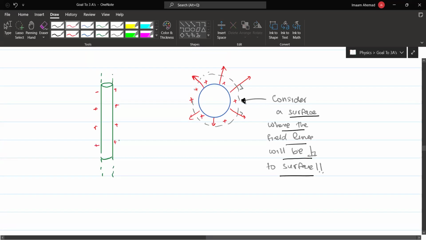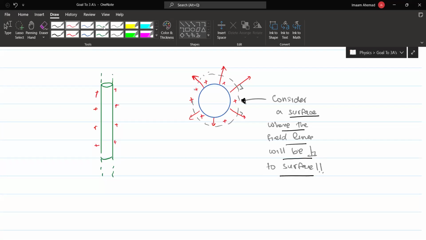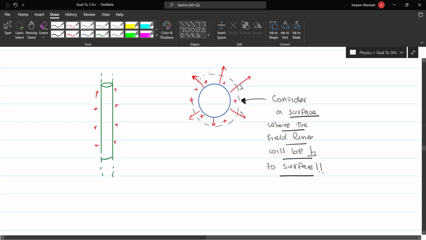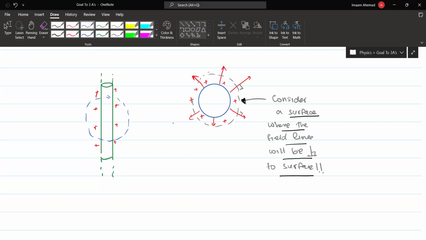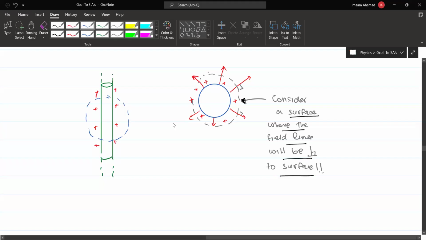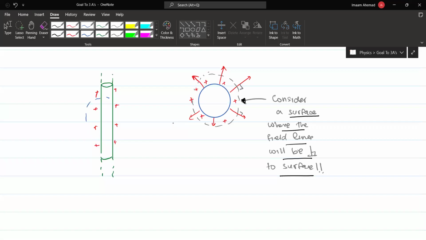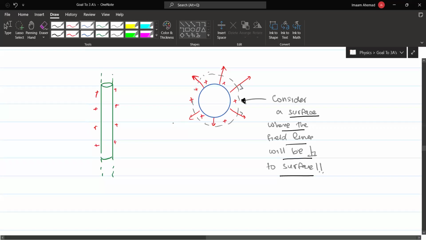Now, what type of surface is better for this? How about a spherical surface? Is it good? Does a spherical surface suit this one? Is that good or not? Then what type of surface is good for this?